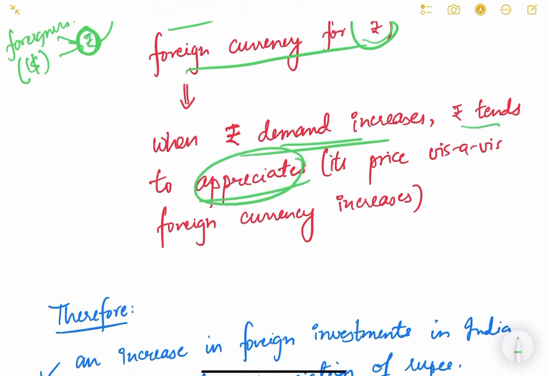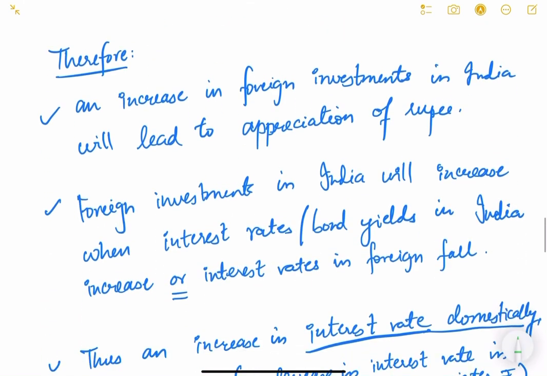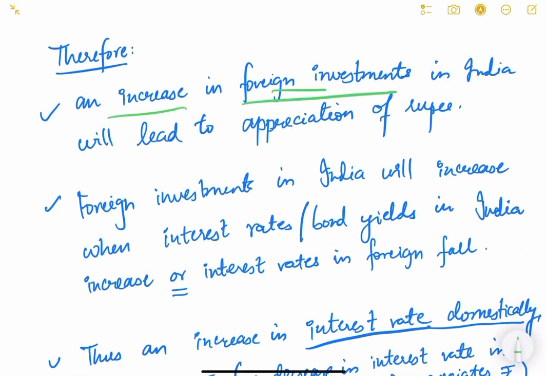Obviously, of anything, if the demand increases, the price will increase. That we know. This is very well known. You have to keep this in mind, that whenever the demand for anything increases, its price will increase. So if the demand for rupee increases, that means the price of rupee is increasing. Price of rupee increases means rupee is appreciating. The price vis-a-vis foreign currency increases. Therefore, an increase in foreign investment in India will lead to appreciation of rupee. If foreign investments increase in India, that means they are demanding more rupee. That means rupee is appreciating.